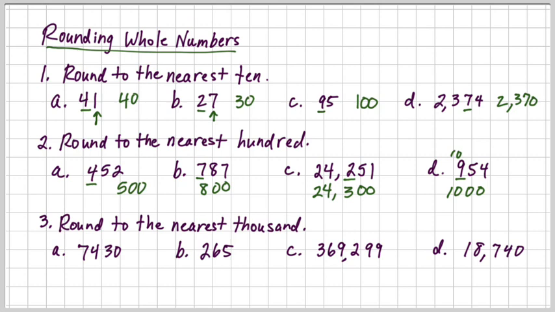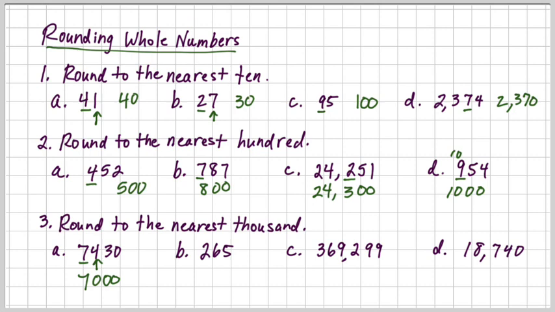All right, let's see how you did. So here we're going to round to the 7, which is going to either stay the same or change. We look to the number to the right. It's less than 5, so we're going to keep our 7 just like it is. So we'll use 7,000 here.